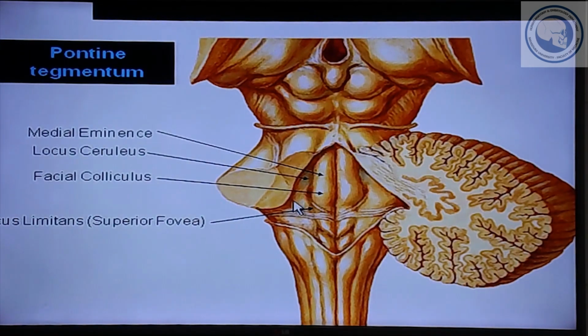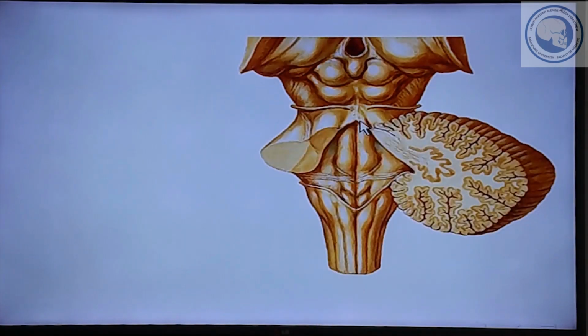And most laterally, we will find the vestibular area containing superior and lateral vestibular nuclei, because the vestibular trigone contains the medial and the inferior vestibular nuclei. This is the dorsal aspect of pons.